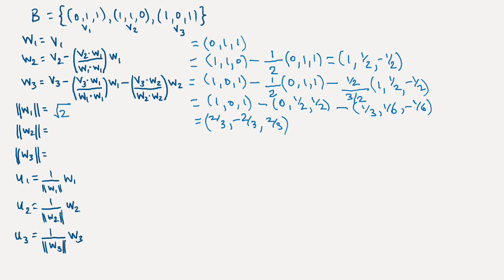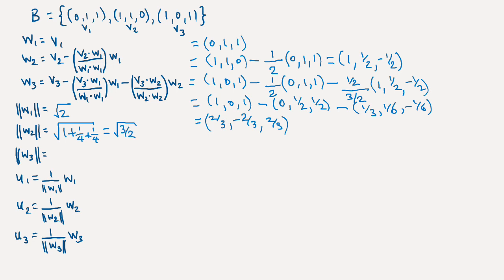And then the length of W2, so W2 is 1, a half, and minus a half. So we're going to have the square root of 1 squared, so 1, plus a half squared, a quarter, plus minus a half squared, so another quarter. So we'll have the square root of 3/2.